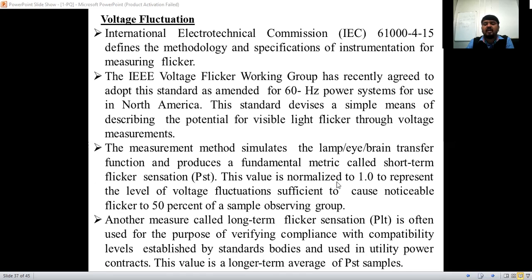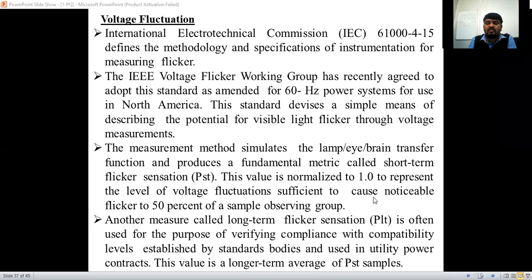This value is normalized to 1 to represent the level of voltage fluctuation sufficient to cause noticeable flicker to 50% of the sample observing group. The 50% of the sample observing group is normalized to 1. So this 1 represents the level of voltage fluctuation. For the observing group, there is no effect if the voltage fluctuation is 1.